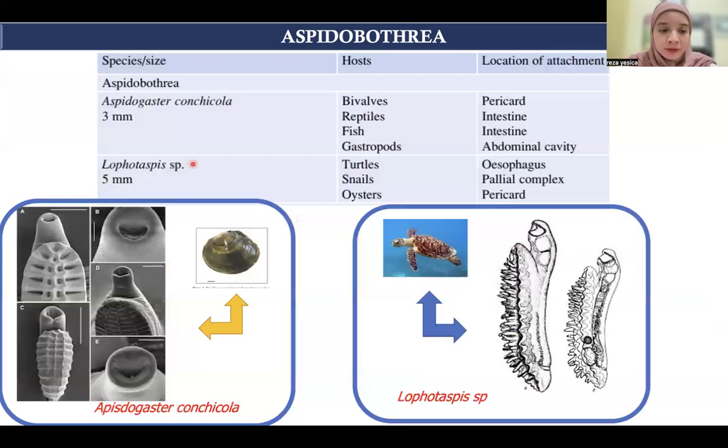These are the example species. I have two. The first one is Aspidogaster conchicola, and this is the morphology of it. They have a lot of kinds of hosts, and the attachment location is endoparasitic, so in the organs or in the intestinal tract of the host. And we also have Lobatostoma. They become parasites in turtles, snails, or oysters, and the location is also inside the body of the animals. And this is the morphology of it. They are commonly found in turtles.